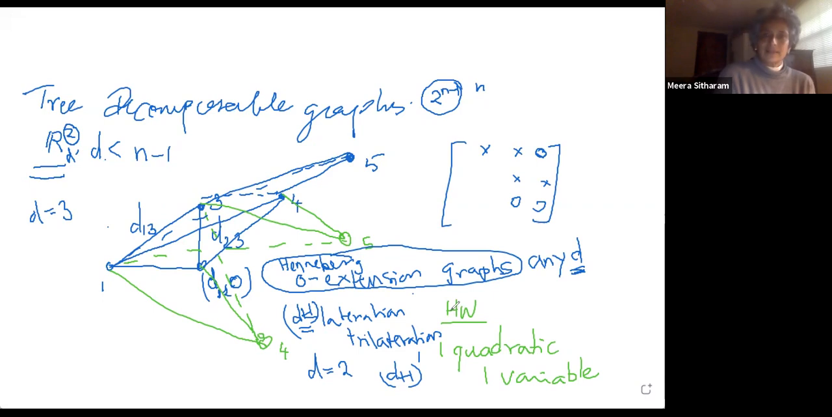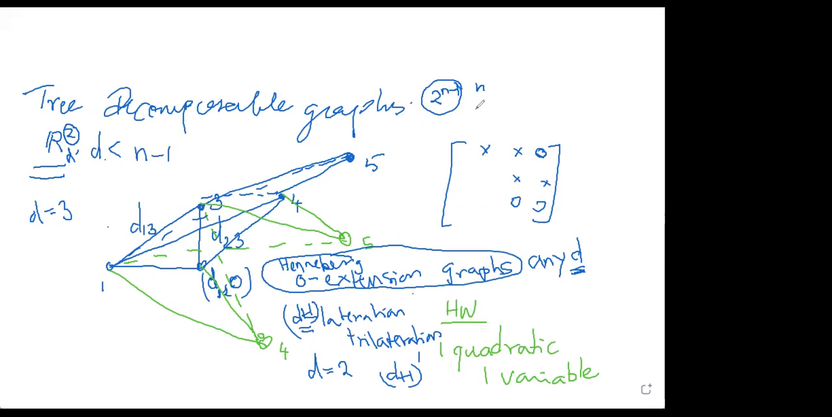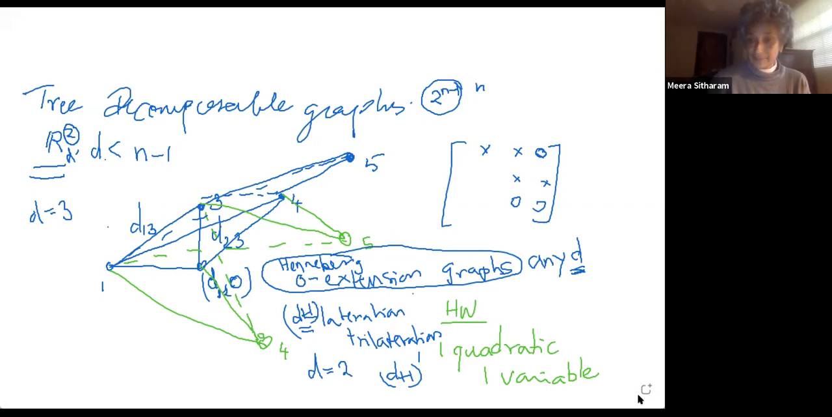Okay, so another thing I wanted to talk about is a slight variation on these graphs. These are called Henneberg 1 extension. A slight variation on these graphs are called tree decomposable graphs. So I just want to talk about tree decomposable graphs for a second.